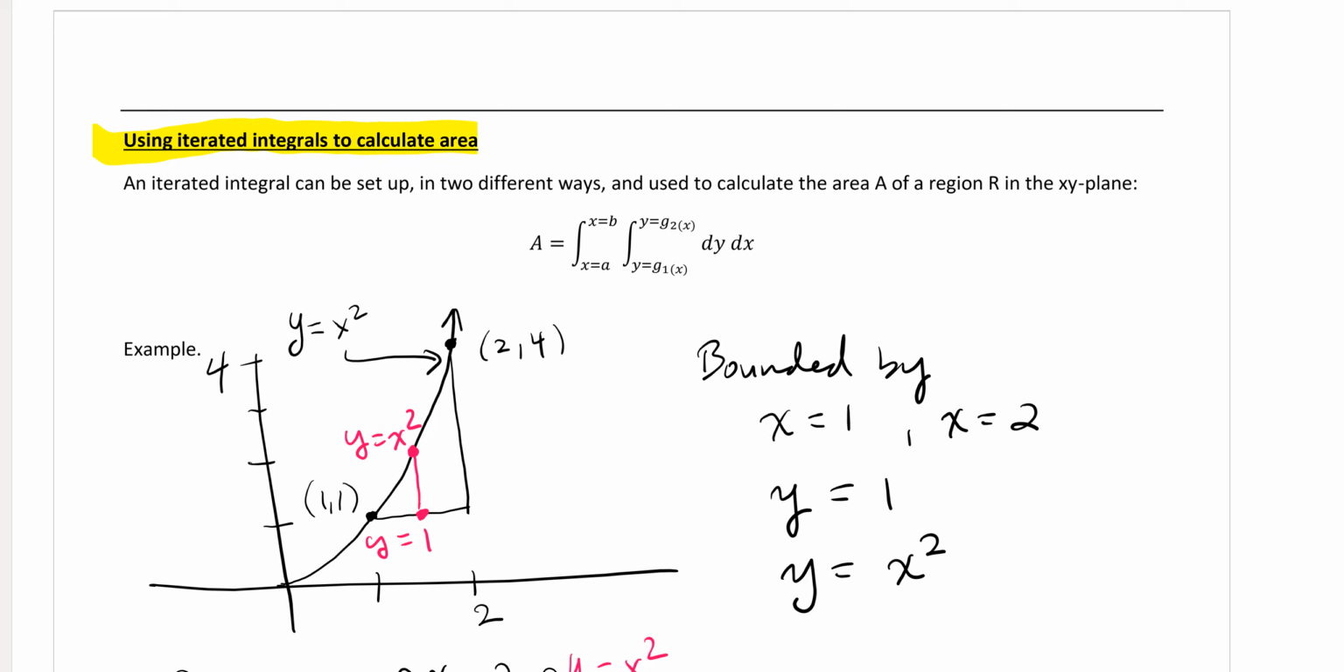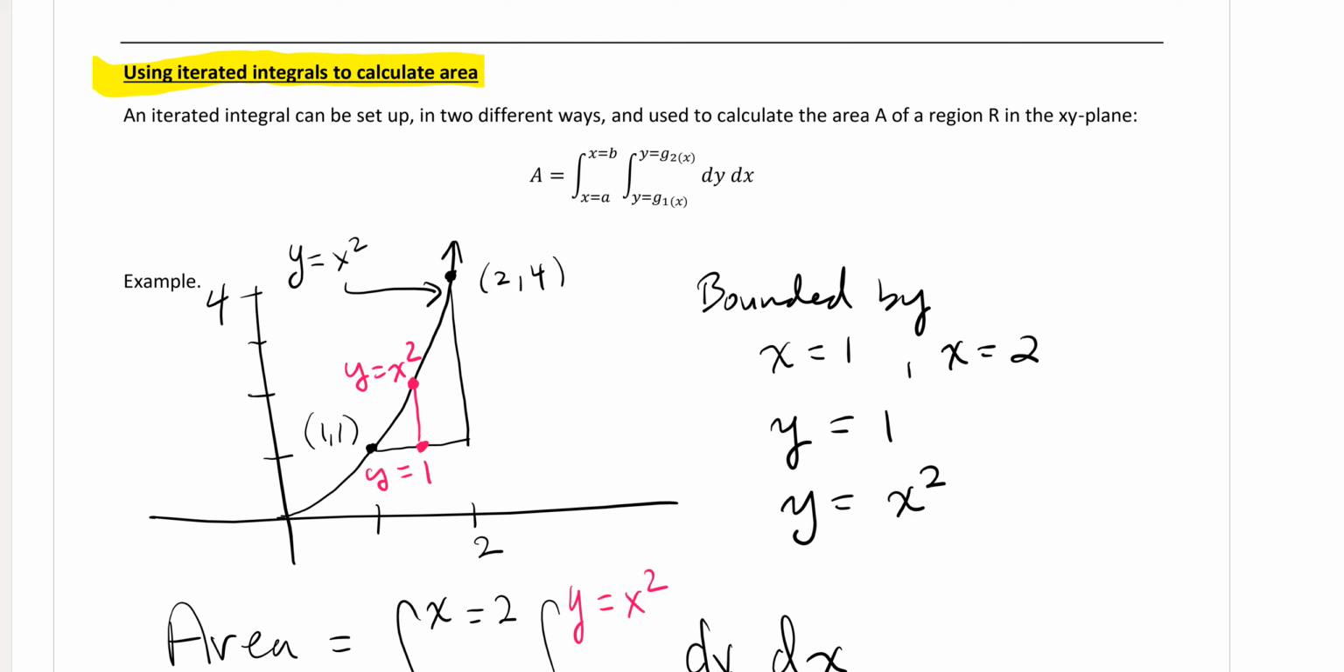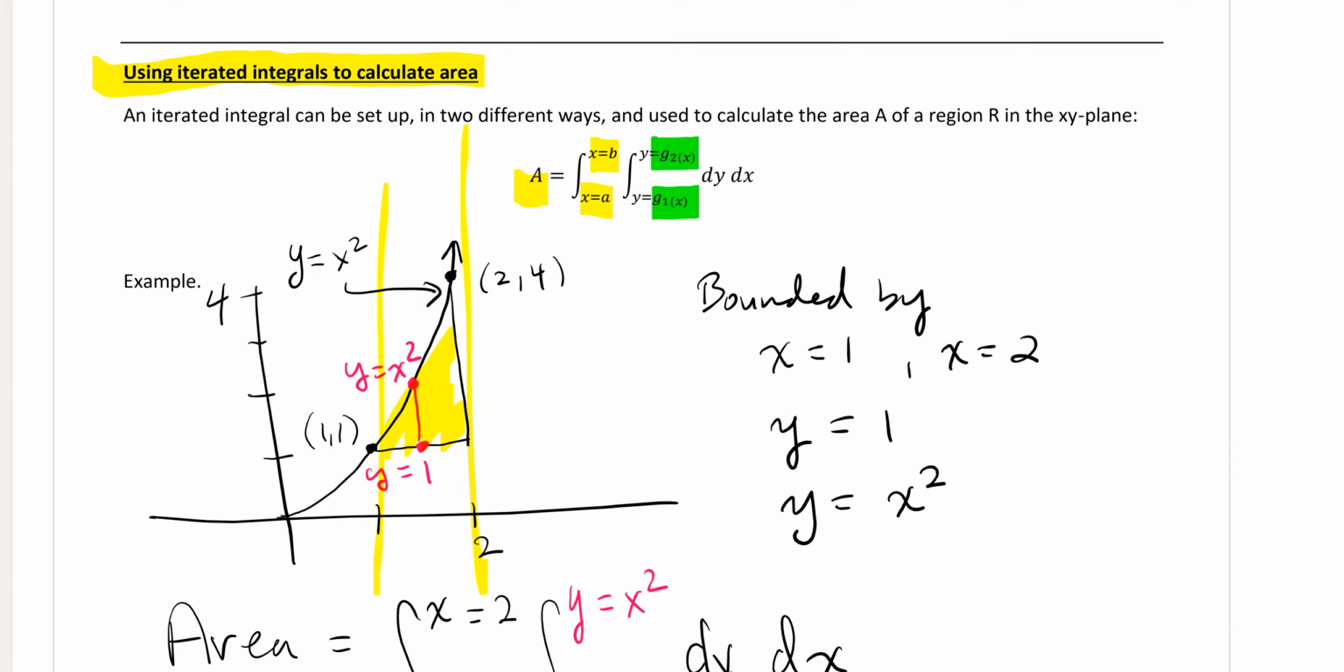Areas can be represented as iterated integrals, okay? And it can be set up in two different ways. An iterated integral can be set up in two different ways to calculate an area. One is this: A equals the integral from x equals a to x equals b. And what the x values are there are the left and the right boundaries of the region. Here's our region in this problem. This goes from x equals 1 to x equals 2. Of the integral from y equals g1 of x to y equals g2 of x. Those are the lower and the upper boundaries of the region, respectively.